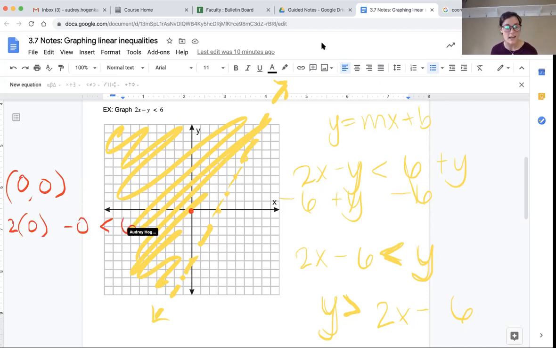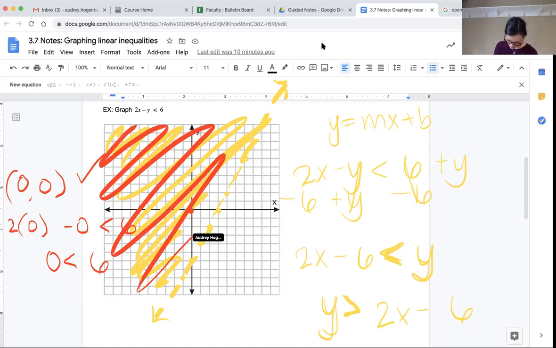And then you just want to see if your inequality becomes a true statement. So 2 times 0 is 0, 0 minus 0 is 0. So I'm going to have 0 is less than 6. That is, in fact, a true statement. So I know that my point that I chose is within my solution region, and therefore my solution region must be up here.